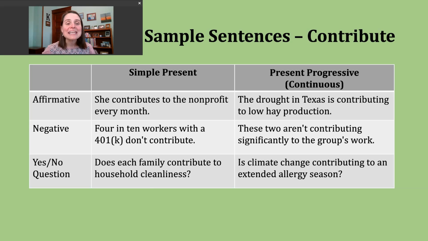But if our subject is he, she, or it, then we need to add an S to this verb. Okay? You can see that in my example here. She contributes to the nonprofit every month. So she, one woman here, right? We have this regular habit, right?